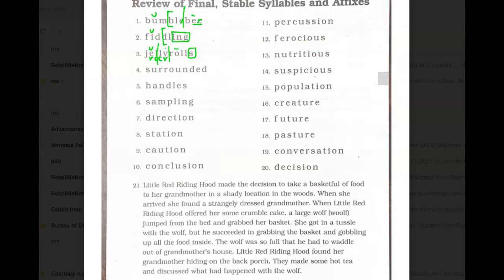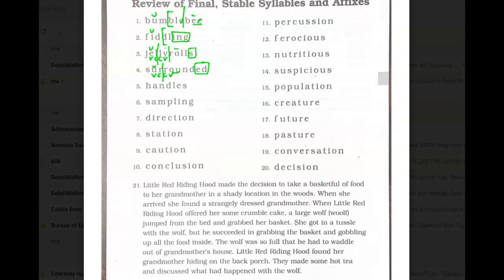Next, we have surrounded. This is past tense. It has a suffix, so we want to box in the ED. We have a vowel, consonant, consonant, vowel pattern, and we want to divide between the two consonants. We have a short U sound, and we have an OU combination here, actually a diphthong. So we're going to put an arc under the OU.